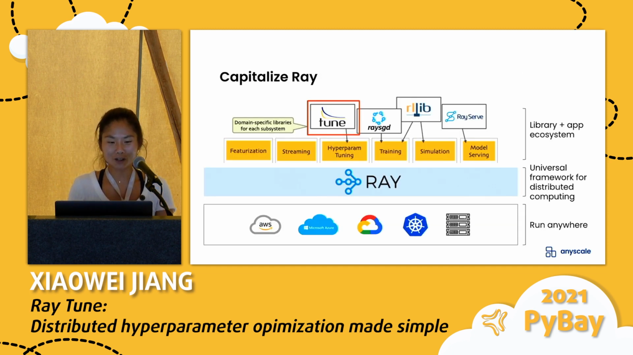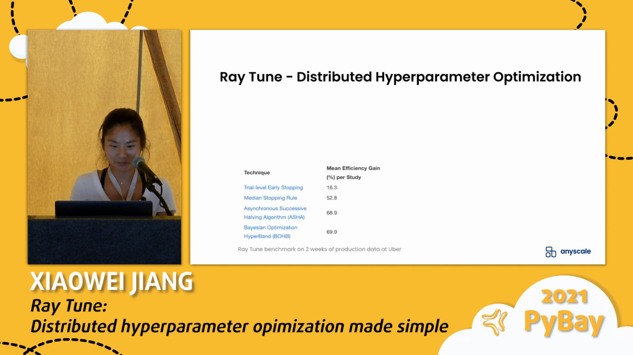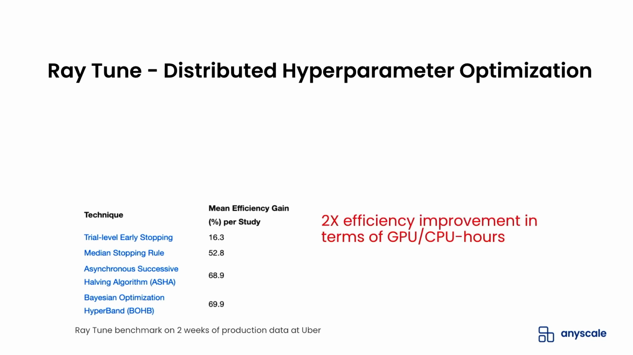Okay, so having talked about Ray, what is RayTune? RayTune is the hyperparameter optimization library that sits on top of Ray and leverages all the distributed programming APIs supplied by Ray. Here, I want to show a benchmark done by the Uber team, comparing Ray against their current production tuning system. The result shows that RayTune brings a 2x efficiency improvement in terms of machine hours.